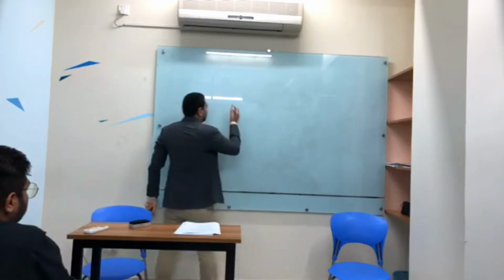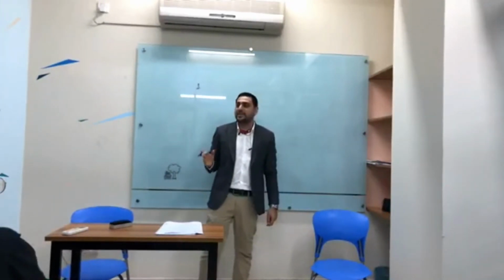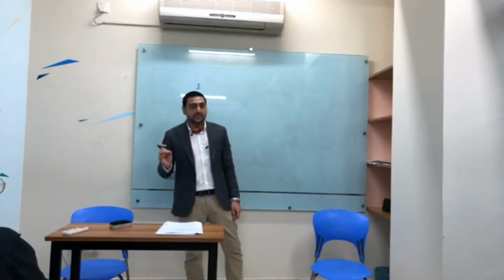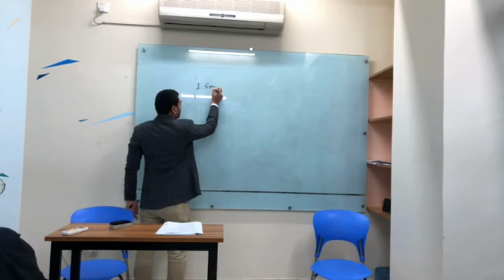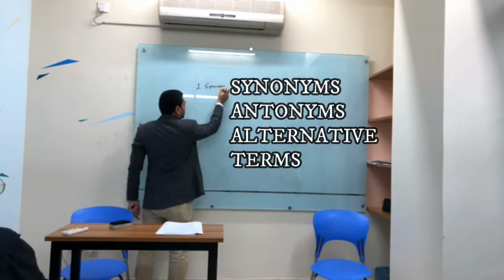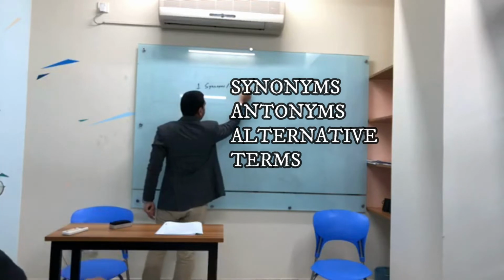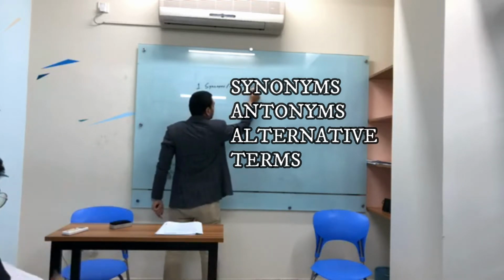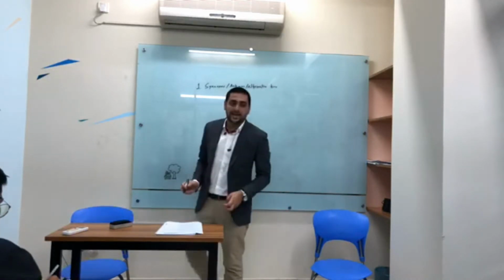Okay, so remember the first rule of reading. Rule number one, or you should say not rule, strategy, but you must take it as a rule for reading strategy: always look for synonyms, antonyms, and alternative terms.